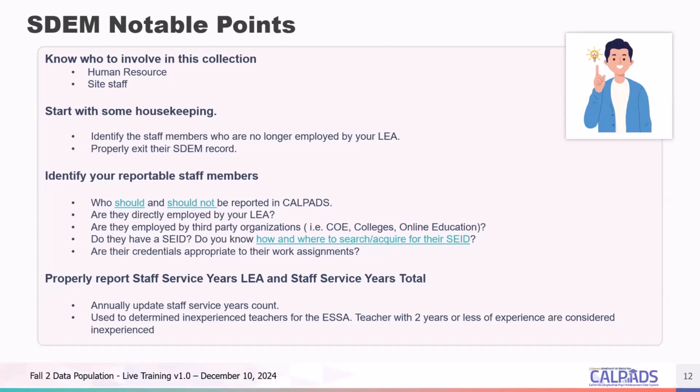And then finally, all staff demographic records must have the LEA service years and total service years updated annually. You'll need to calculate and input these yearly totals into SDEM records in Fall 2. Total and LEA service years are used to determine inexperienced teachers in the CalSAS system in compliance with the Every Student Succeeds Act, or ESSA.